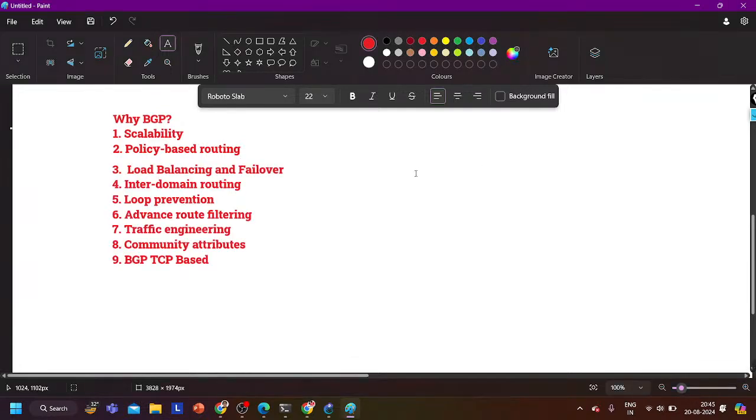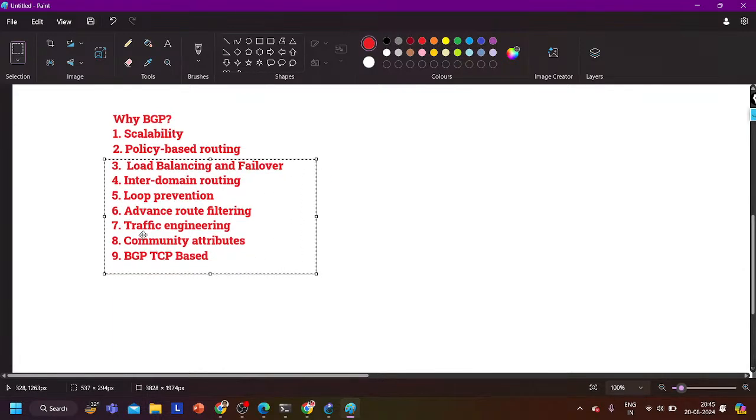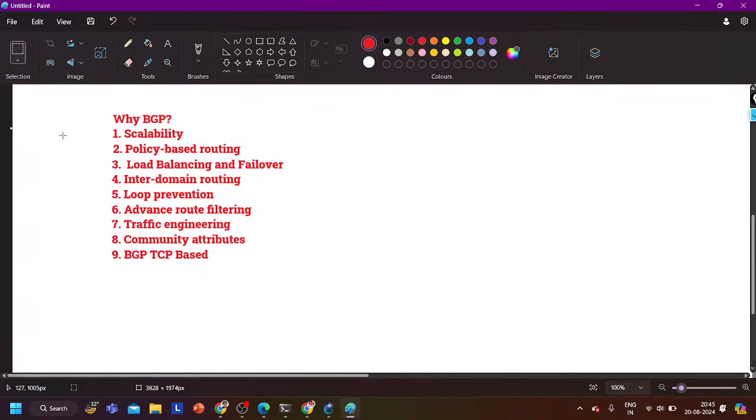Any question till here? Any sort of confusion, guys? Sir, I think the BGP TCP port number is 179. Correct. Yes, sir. Between two routers, one router will use BGP port number 179 and one router will use a random port number.